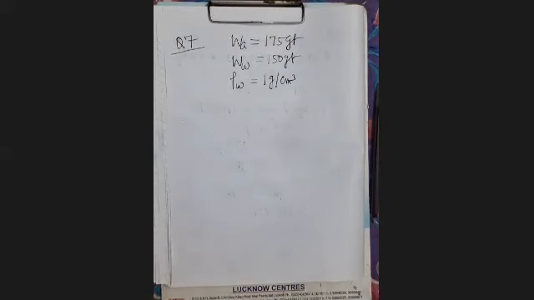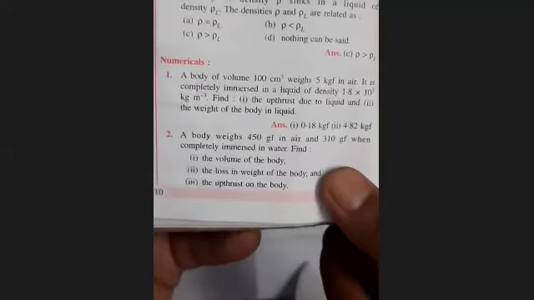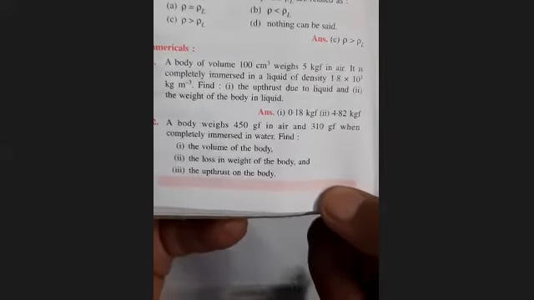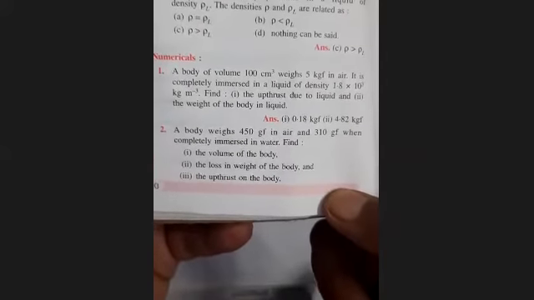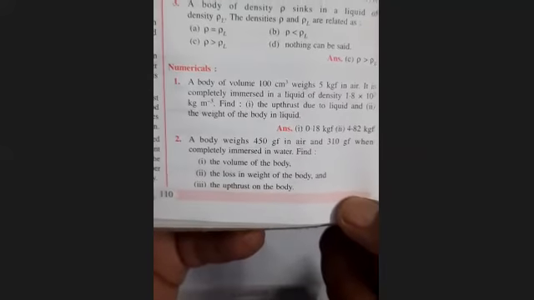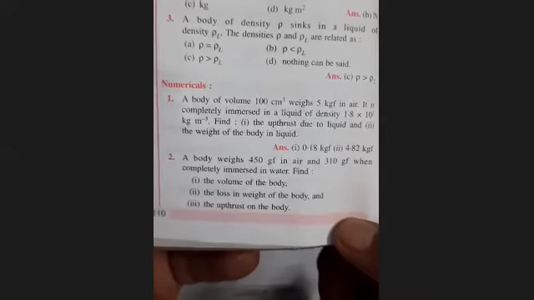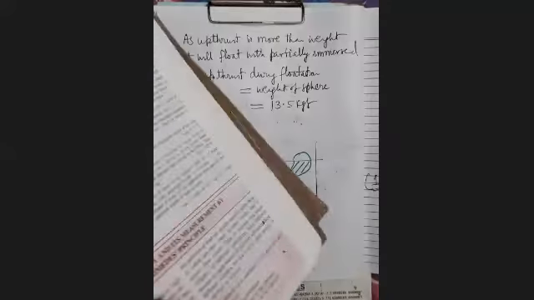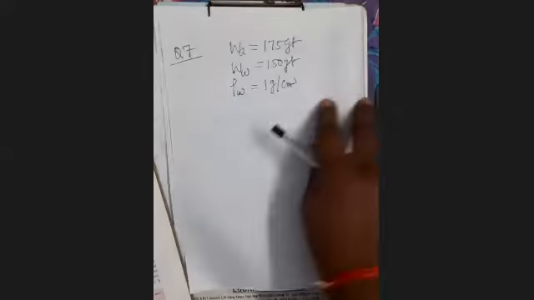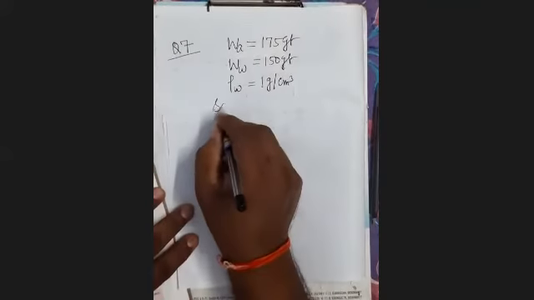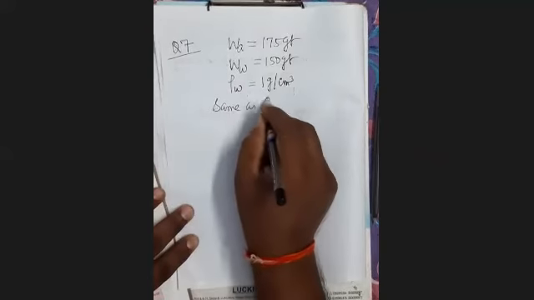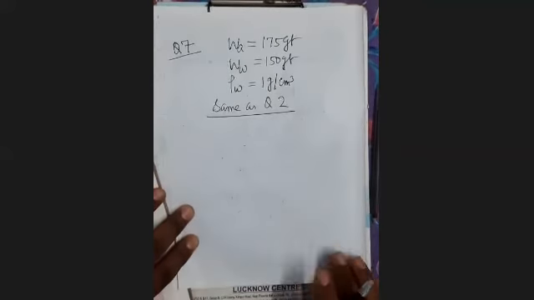You can see this question and question number 2, both are of the same type. You can see the body weighs 450 gram force in air and 310 gram force completely immersed in water. Find the volume of the body. So this you can do. It is clear. So this volume of the body you can find, same as question 2, which we have done yesterday.